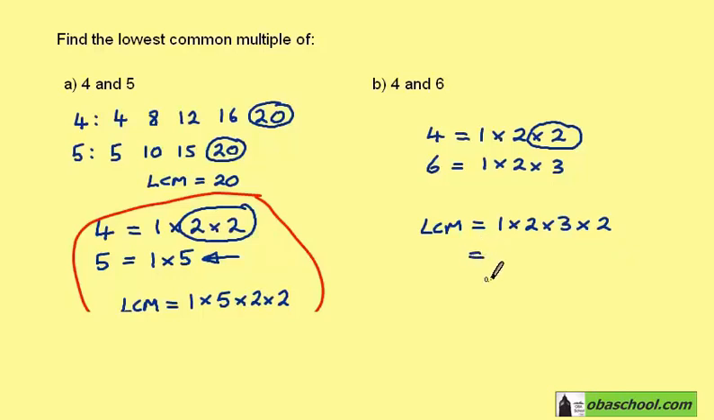The lowest common multiple then is 1 times 2, which is 2, times 3, which is 6, times 2 again is 12. You should know that the lowest common multiple of 4 and 6 is 12, so you can see that the method works.